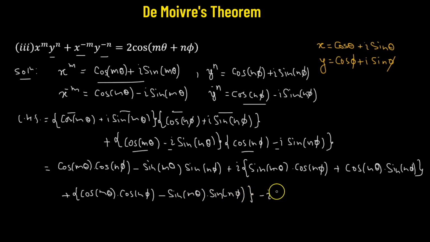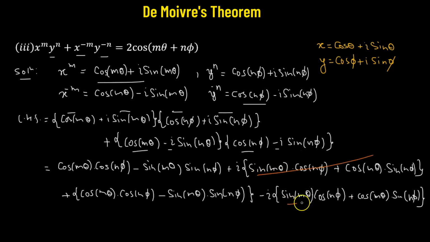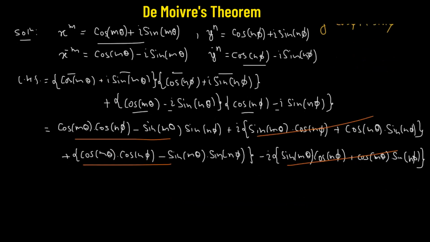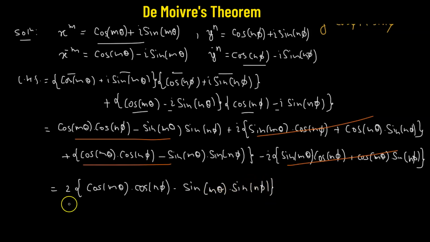Then we will take negative iota as the common factor. So we will have sine of m theta times cosine of n phi added to cosine of m theta multiplied to sine of n phi. Now clearly we see that the second term and the fourth term cancel out, and the first term and the third term are exactly the same. So that means it will be equal to 2 times cosine of m theta times cosine of n phi minus sine of m theta times sine of n phi. This is the expansion of cosine of m theta plus n phi.